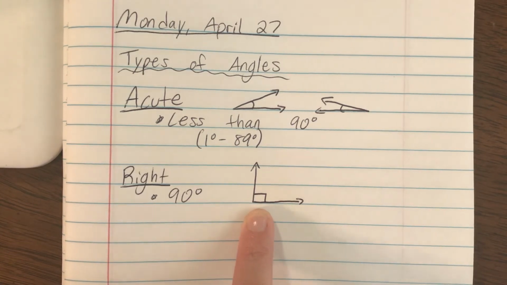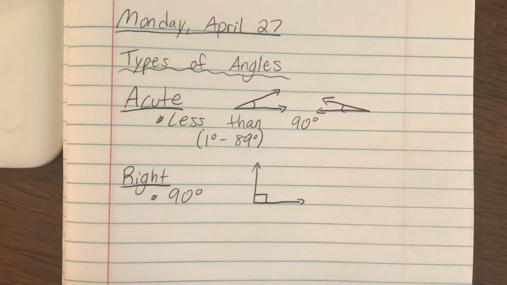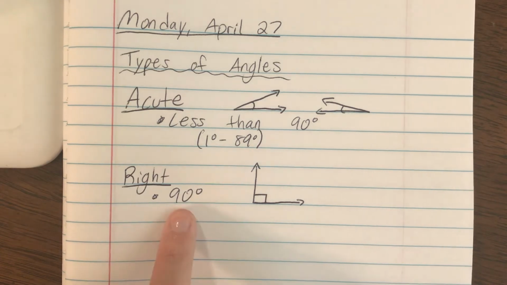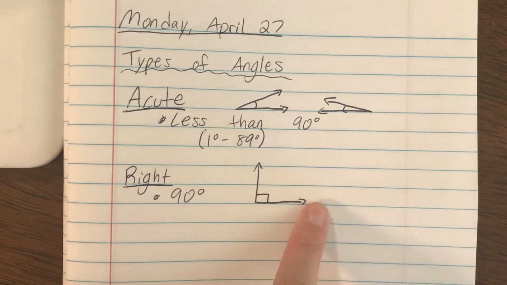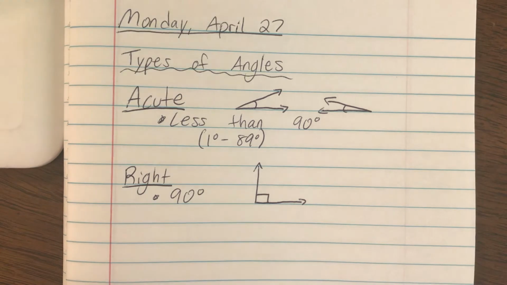Also, sometimes if it's straight up and down, there won't be anything there and it can still be a right angle. But the biggest thing is it's always going to be 90 degrees. It's going to be straight up, straight across. It can be turned, flipped, anything like that. But as long as it's straight up and straight across, it's always going to be right.